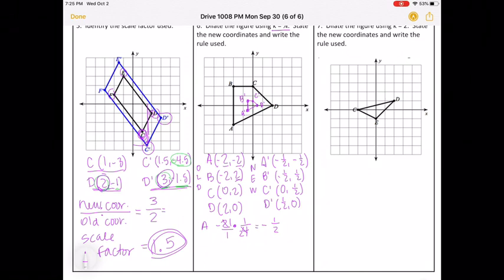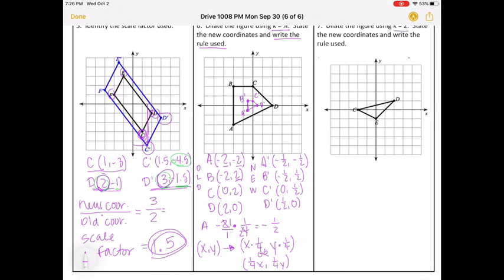Okay, and so always reread your question, please. So state the new coordinates, so we did that, and write the rule used. So write our mapping rule. So always start that with x comma y. Since it was a dilation, what I did here was I multiplied each of those by 1/4. So there's a couple ways you could write this. You could write x times 1/4 and y times 1/4. Or, and what I would prefer is, well, x times 1/4, that's the same as 1/4 x, or 1/4 y. So try to do that one, okay?